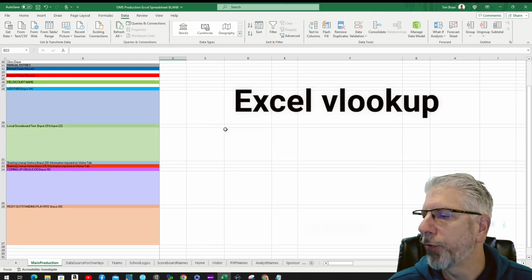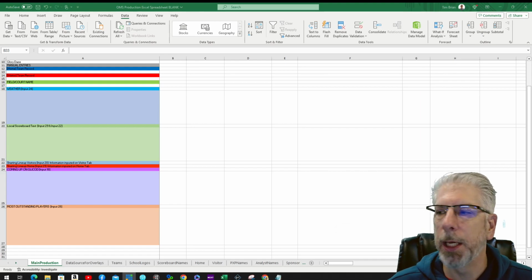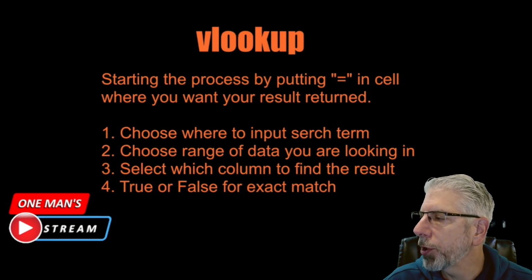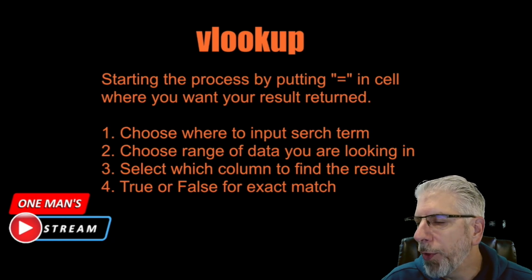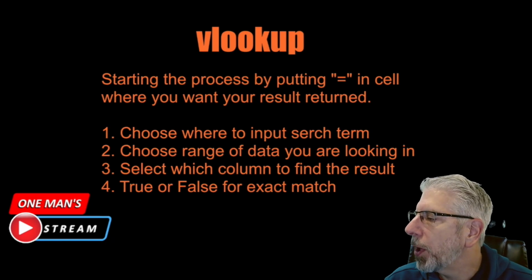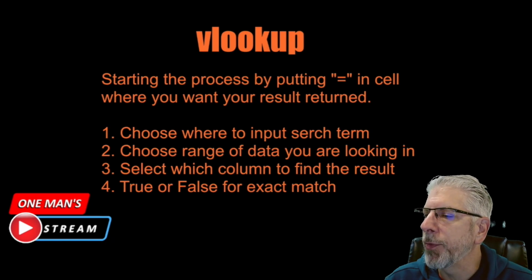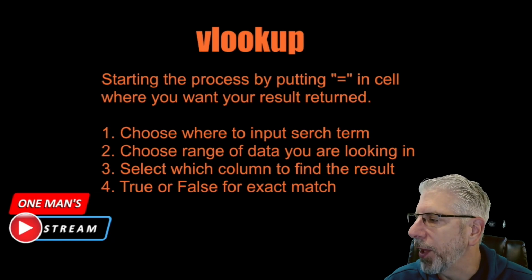And before we get too far into VLOOKUP, I'm going to go ahead and explain to you what VLOOKUP does. VLOOKUP stands for vertical lookup, and what it allows us to do is search a range of information, tell it from that range what we're looking for, and then it's going to pull that information out and put it in a specific place. Well, there are some steps that we have to do in order for this to work. To start the process, we put an equal sign in the cell where we want the result returned. Okay, so that's the most important thing.